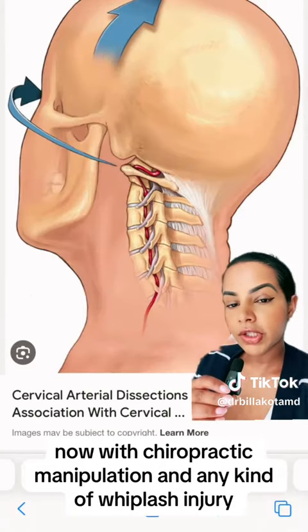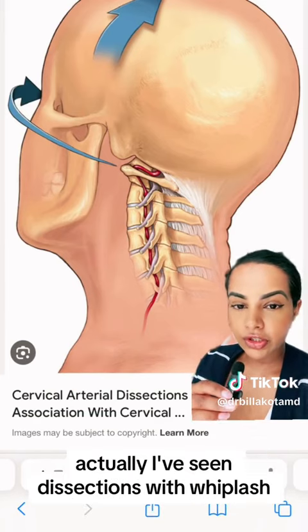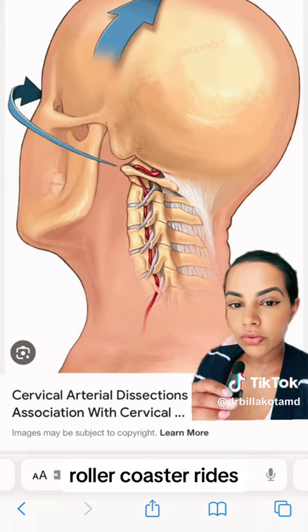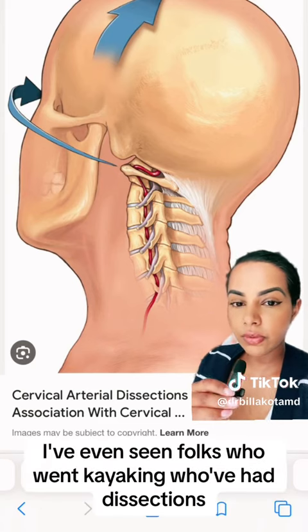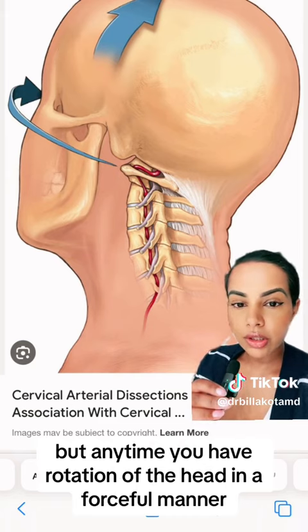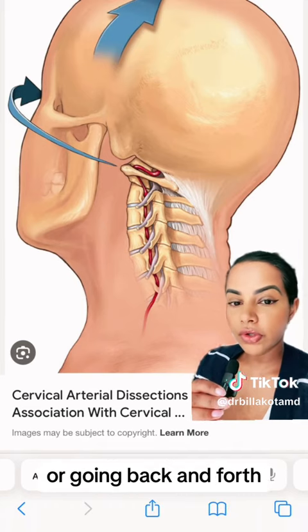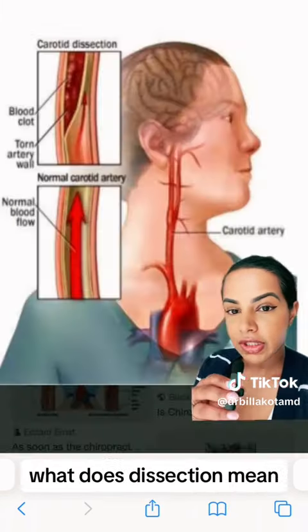Now, with chiropractic manipulation and any kind of whiplash injury, actually, I've seen dissections with whiplash, roller coaster rides. I've even seen folks who went kayaking who've had dissections. But anytime you have rotation of the head in a forceful manner or going back and forth, you can dissect these arteries. What does dissection mean?